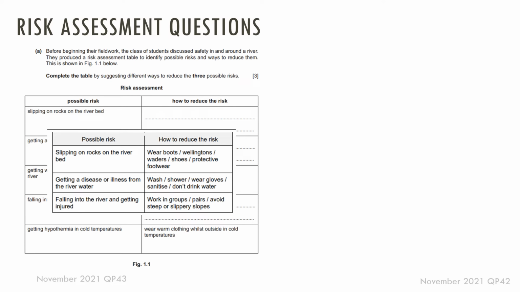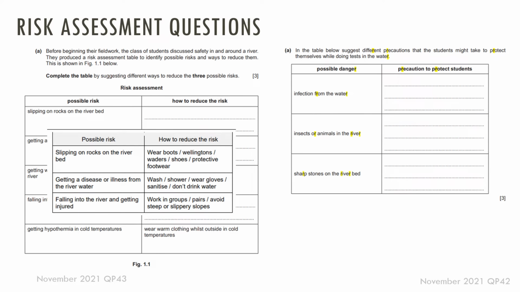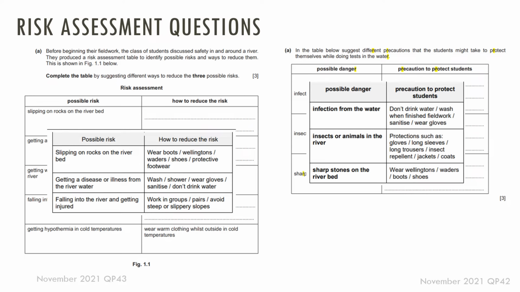Mark scheme. Okay, work in groups, avoid slippery or steep slopes, things like that. So nice common points here. Again, you can see there's some common parallels between different exam papers. Precautions to protect students and things like that. So insects or animals in the river, protection such as gloves, long sleeve, long trousers, insect repellent. So again, a lot of this is common sense.